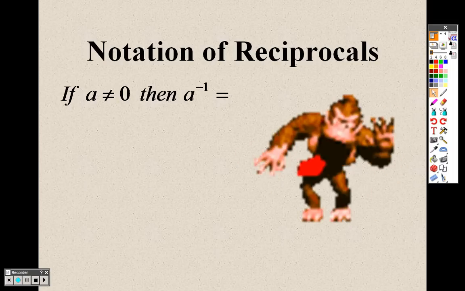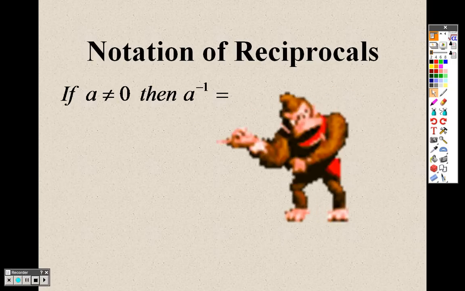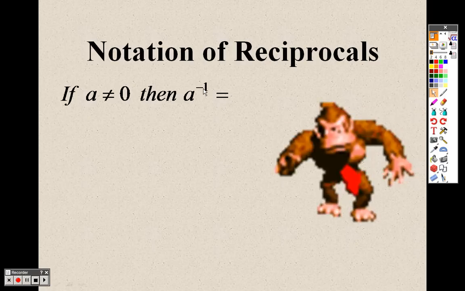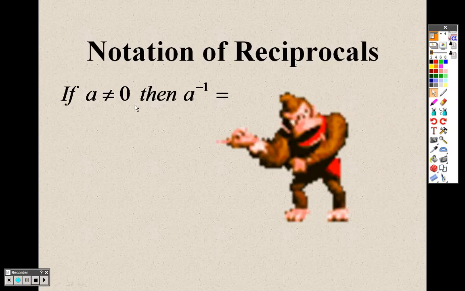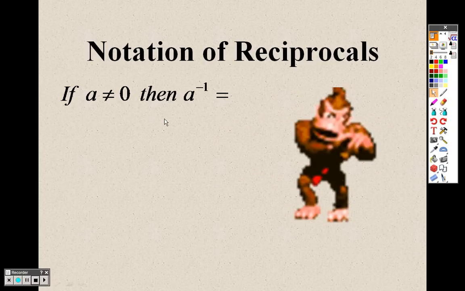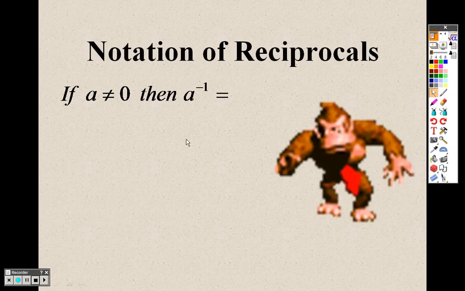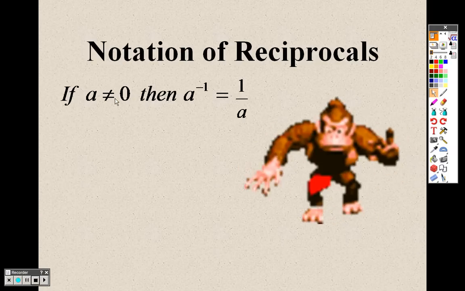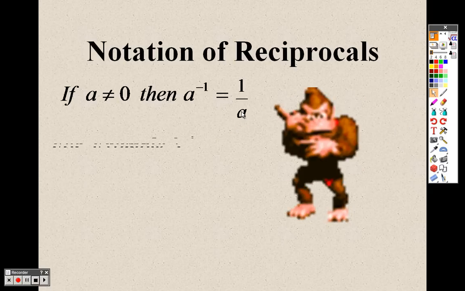Alright, so reciprocals. You're used to just seeing a fraction as a reciprocal, but this is something else you need to keep in mind. This is a negative 1. If you see something to a negative 1, that's like saying write it as a reciprocal. But when you do this, a can't be 0, because if a is 0, that means you have a 0 in the denominator, and you can't have 0 in the denominator. So a to the negative 1 is the same as 1 over a. That's why a cannot be 0, because you'll have an undefined solution.